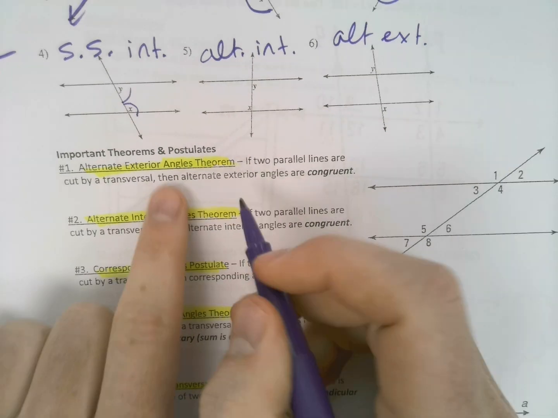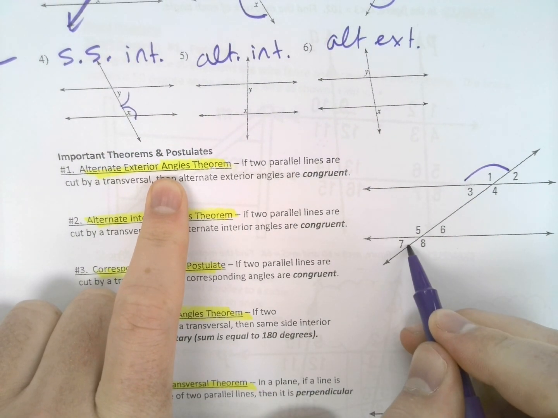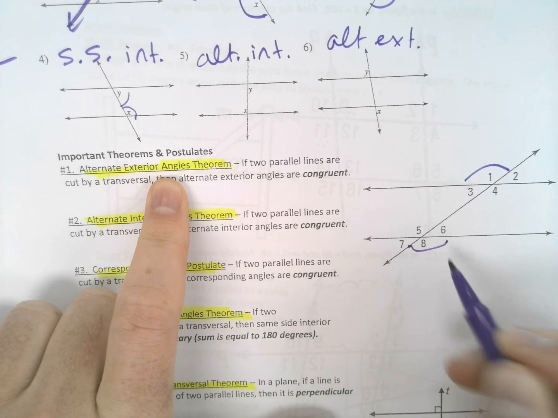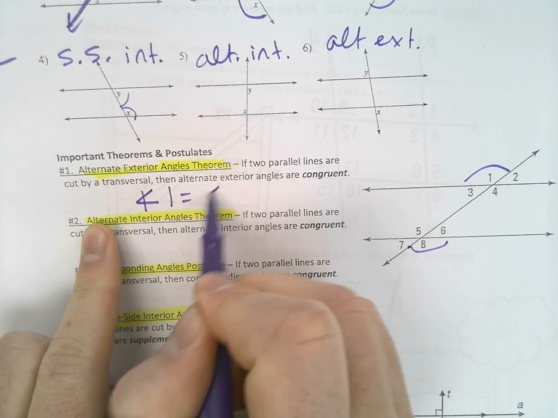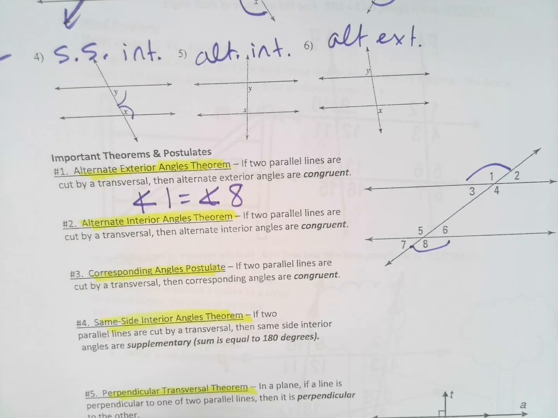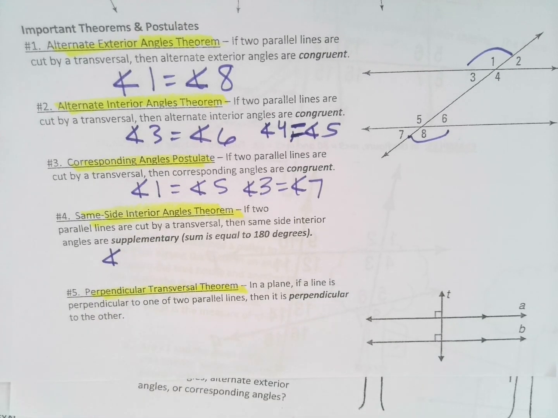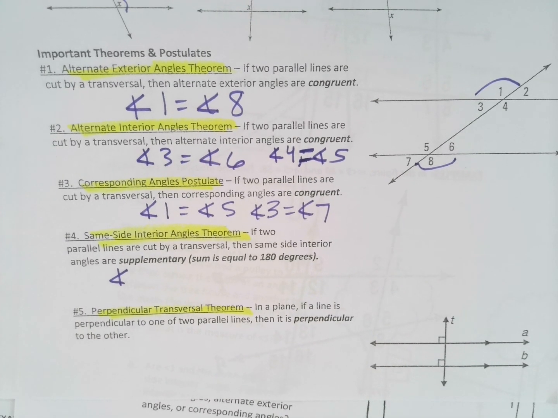Like, for example, on number 1, alternate exterior angles, would you say that maybe angle 1 and angle 8 could be alternate exterior? So we would say angle 1 equals angle 8. Yep. So again, you may have chosen a couple different angles than I did, but hopefully your angles meet that same criteria on these first 3. 3 and 6, 4 and 5, 1 and 5, 3 and 7 are all congruent.